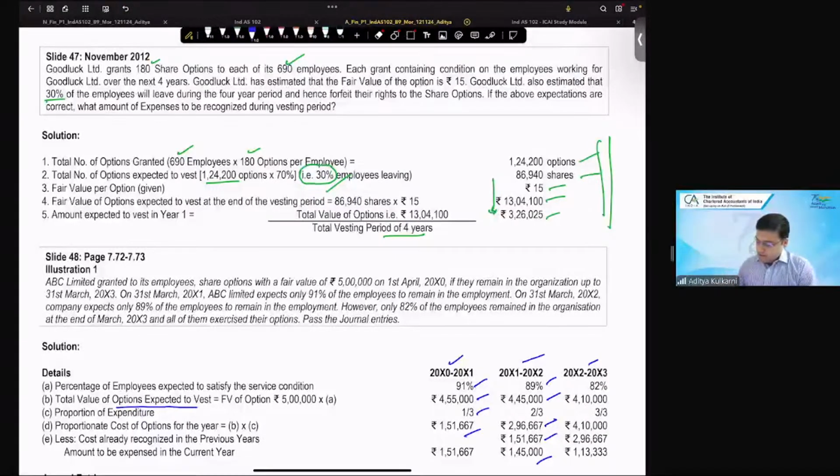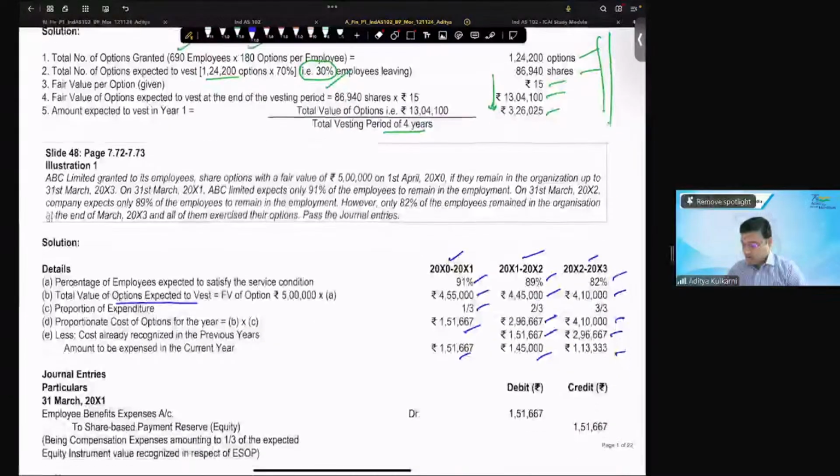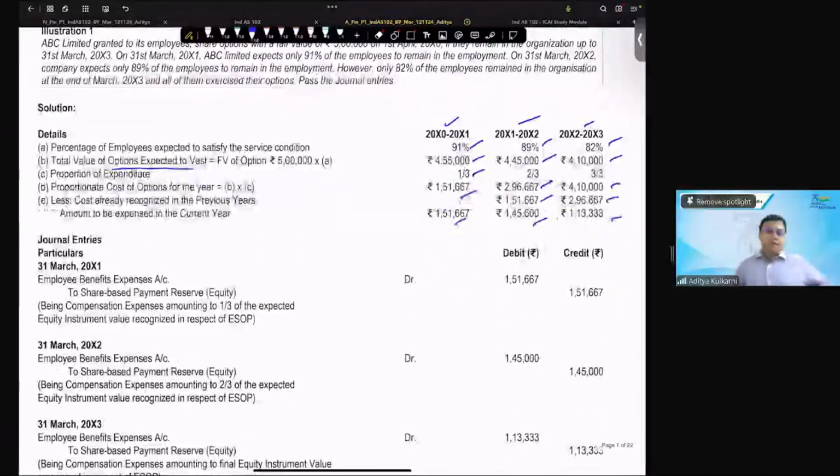All right. And in the last year, only 82% has vested. So that will be 4,10,000 minus what is recognized till year two. So 1,13,333 is your expense for the third year. So your expense for year 1, 2, and 3 is 1,51,667, 1,45,000, and 1,13,333. Okay. So coming to your journal entries.